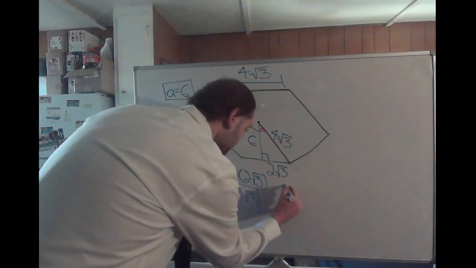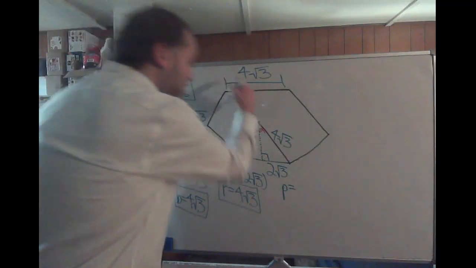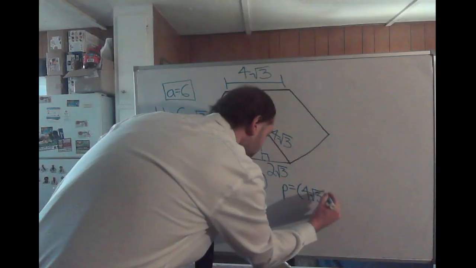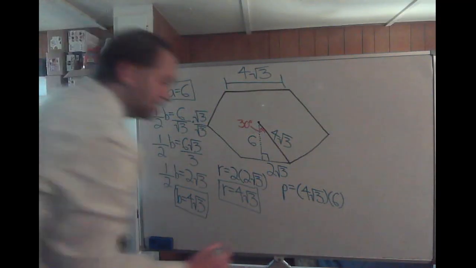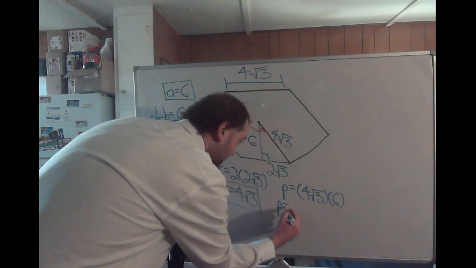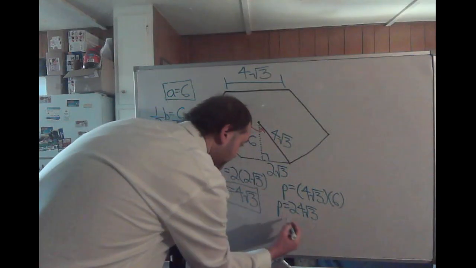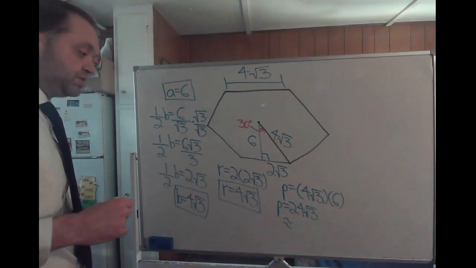The perimeter itself is going to be equal to the length of one of your bases, which would be 4 times the square root of 3 times 6 sides, which means the perimeter is exactly equal to 24 times the square root of 3. But we'll do a decimal approximation for the perimeter also.